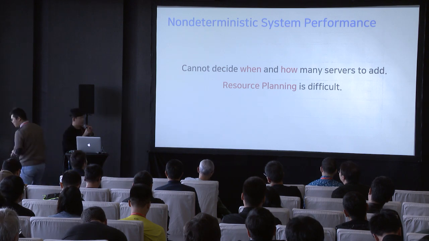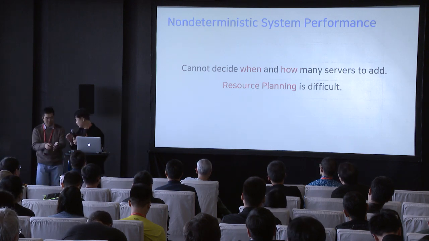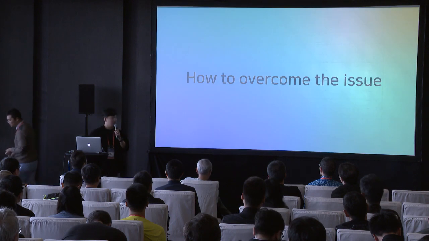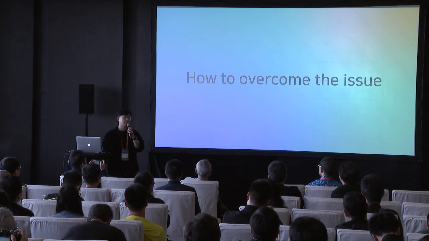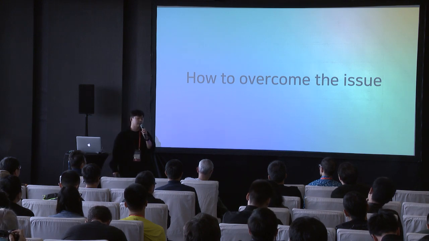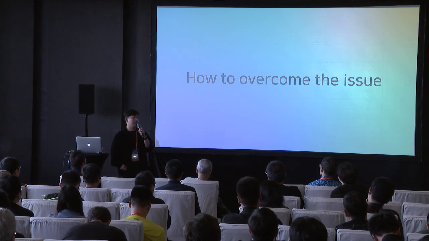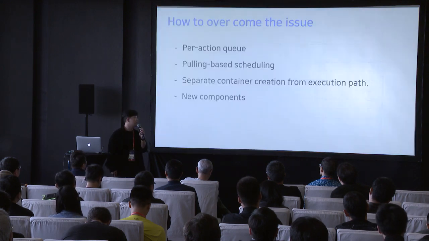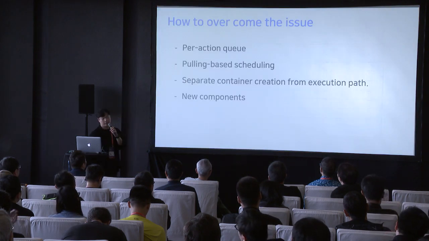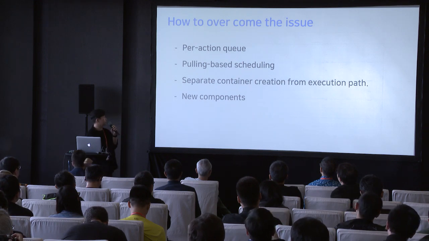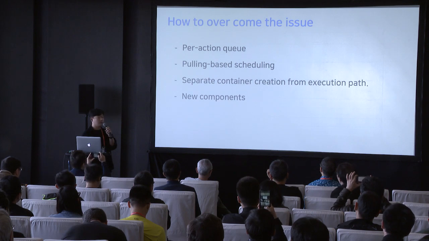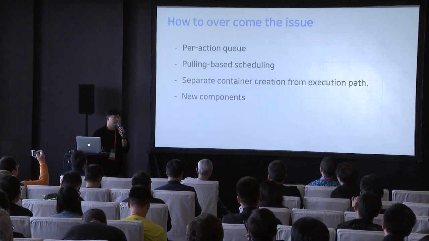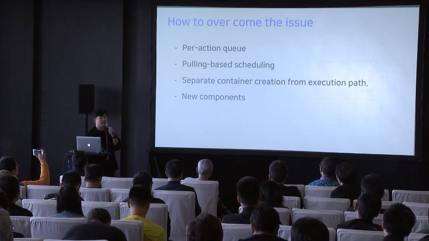Okay, thank you, Peng Chong. Okay, until now you have seen how OpenWhisk works and what the issues are in current OpenWhisk. And from now on, I will share what we did to overcome the issues. So we introduced the per action queue and pooling-based scheduling, and we separated container creation from invocation paths. And we introduced a couple of new components. So I will share the details in the following slides.